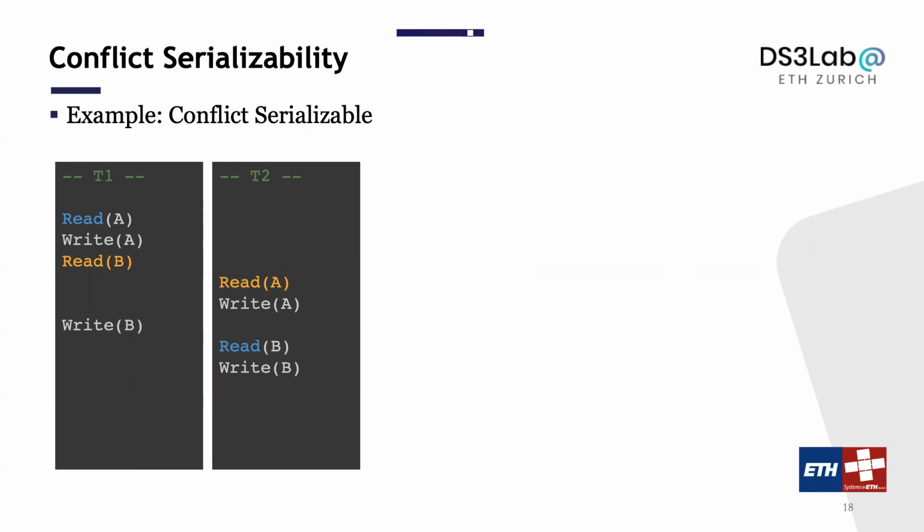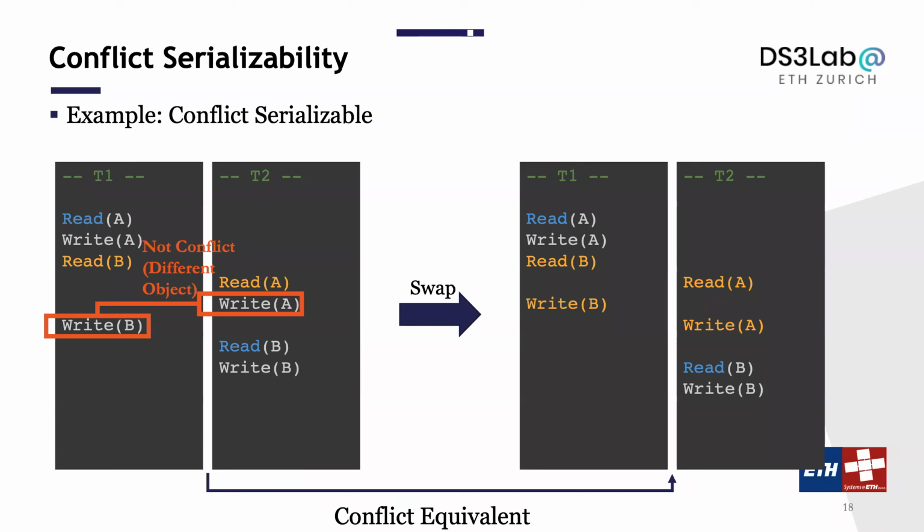And you can continue to do this. You can take the schedule that we just had, and you can find another two operators that are not conflicting with each other. You have write B from T1, you have write A from T2. There's no conflict. Why? Because they are dealing with different objects. One is dealing with B, another deals with A. In this case, I could swap them without changing how other operators are conflicting with each other and their order. So in this case, you can swap the order again.